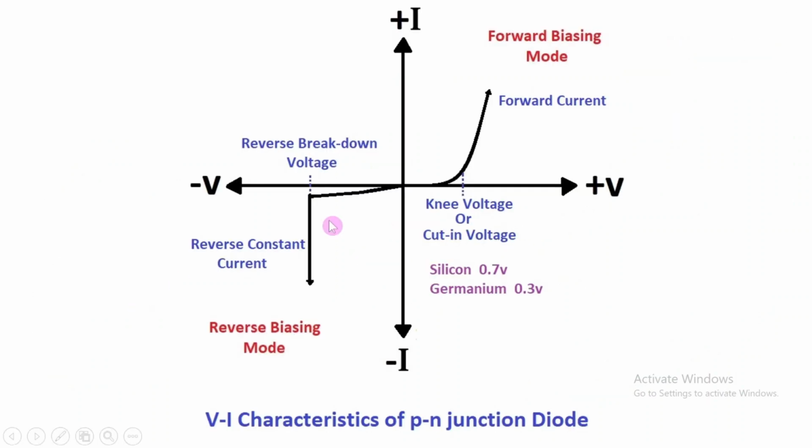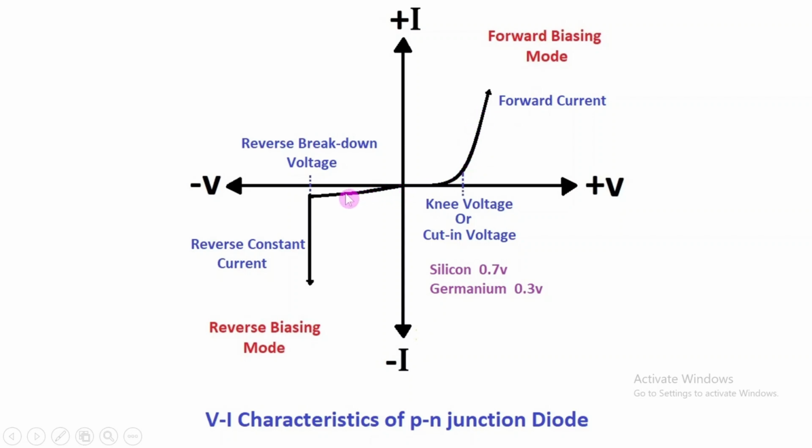Here we have the forward biasing. This is the IV characteristic in forward biasing mode, and this is the IV characteristic in reverse biasing mode. In forward bias, if we increase the voltage, the current is 0 up to here. From here it is increased, and this is the knee voltage. Beyond this, the device behaves as a conductor.